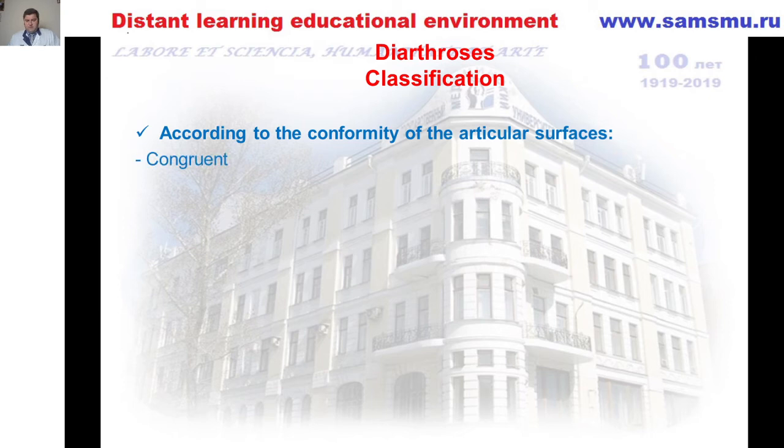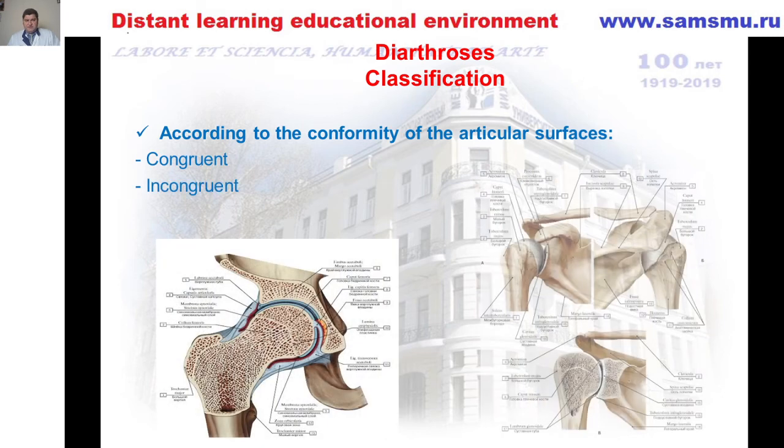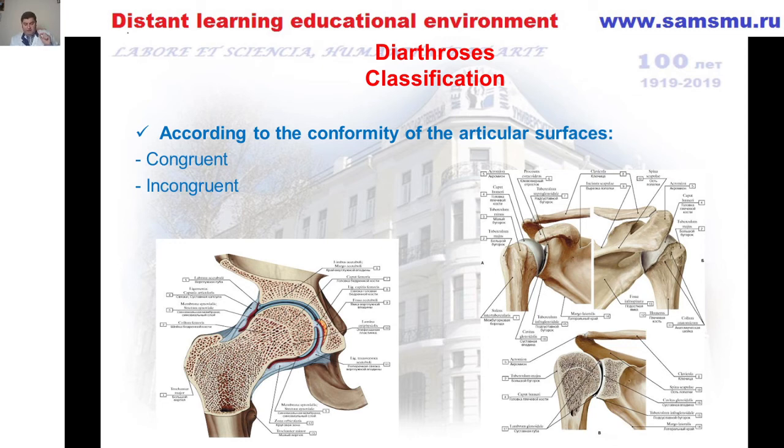Next, we will talk about classification, about congruence of articular surfaces. So, the degree of coincidence, there are two parts of classification. First is congruent joints and incongruent joints. In congruent joints, the shapes of the articulating surfaces of the bones correspond. And in incongruent joints, the articulating surfaces do not correspond geometrically or in size to each other. They always have auxiliary elements: discs, menisci, cartilaginous labrums, and others.